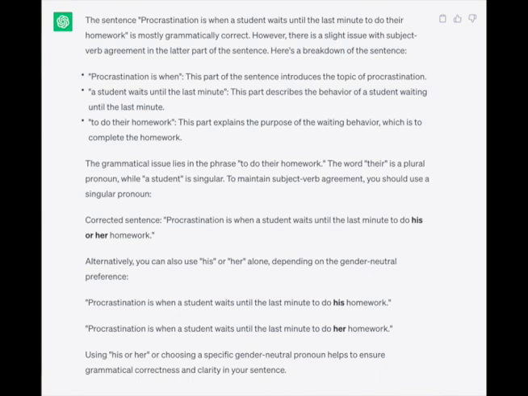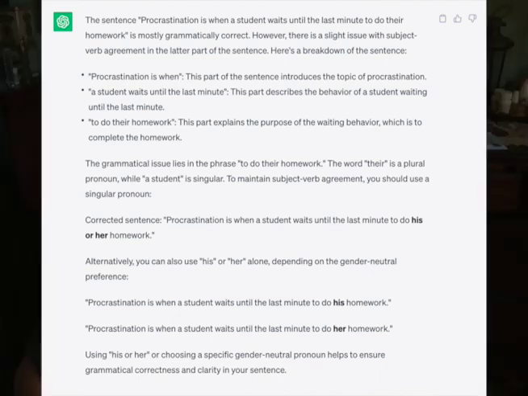One suggestion ChatGPT never ever makes in this example here is to simply make both parts plural, "is when students wait until the last minute to do their homework." Okay, that's usually the recommendation I make to students if it's a general statement, if we're not talking about one specific person whose gender we may not know. If we're talking about a generic statement, then changing both parts, the pronoun and its antecedent, to the plural form will solve the problem much more elegantly than using he or she.